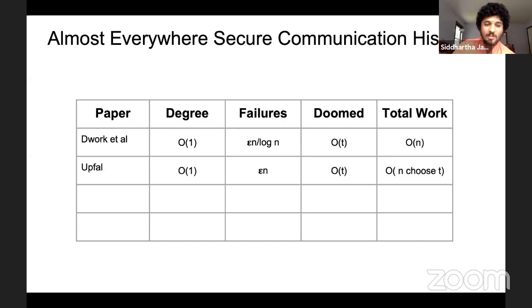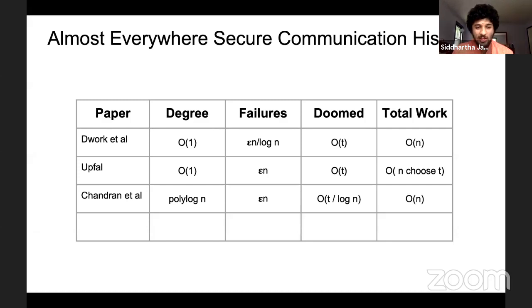And then Upfal observed that if you use an expander graph, you can get a constant degree graph and sustain up to linearly many failures. However, his work complexity was very high. It was exponential in the case of many failures. And so Chandran et al. tried to mitigate this. And they came up with a protocol where the degree is no longer constant. It went up to polylog, but it has the other nice properties of the Upfal work. And it also has linear work complexity.